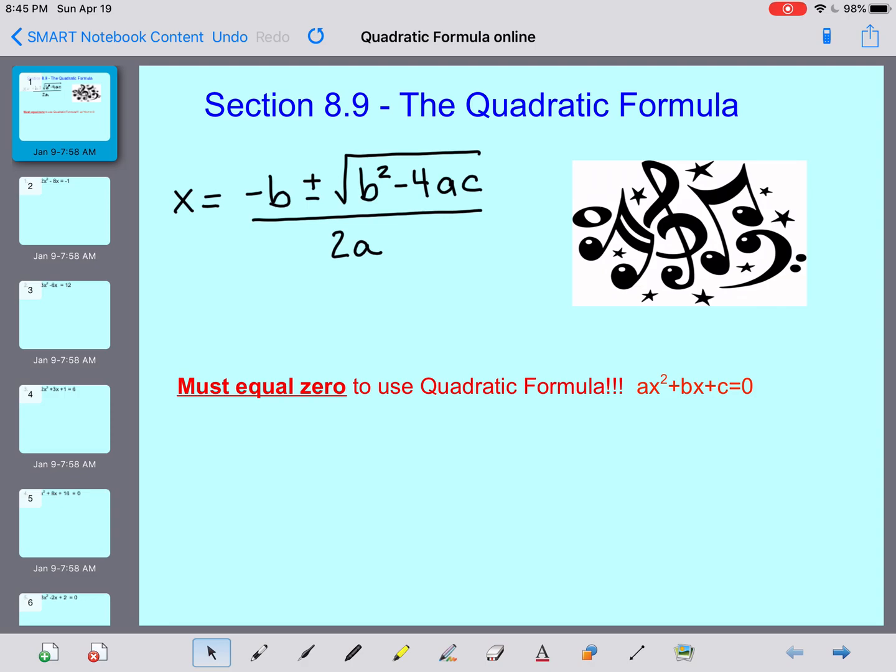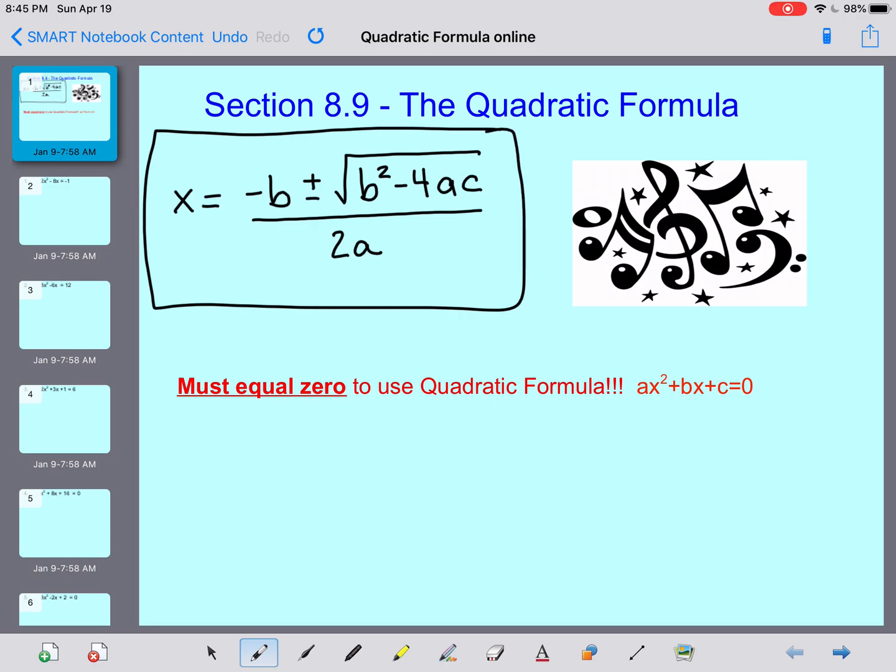So this is the quadratic formula. The formula is written right here. All right, x equals negative b plus or minus the square root of b squared minus 4ac, the whole entire thing divided by 2a. Make sure that fraction bar is for the whole entire thing, not just the radical part or just the negative b part.